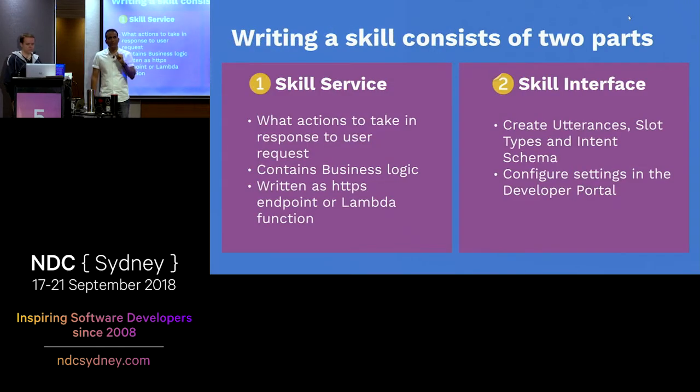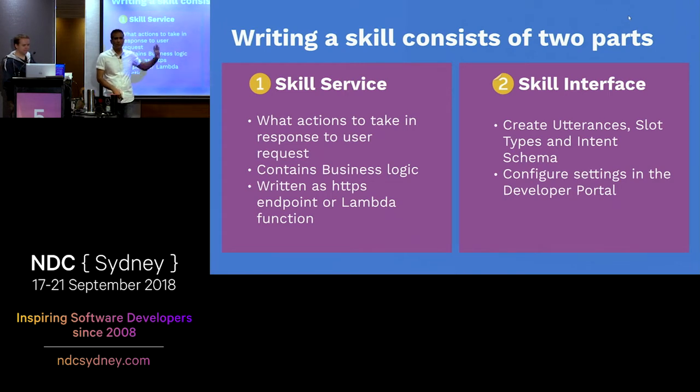If you're building a skill on Alexa, it consists of two parts. One is the skill service. This is where all the business logic sits. Whenever the person calls an intent, it goes all the way to your endpoint and executes that business logic. So if you want to hit the database, get some data, read it back, and send it back to the customer, all that kind of stuff is done in there. Effectively, it's either an HTTPS endpoint, or you can host it as a Lambda function as well.